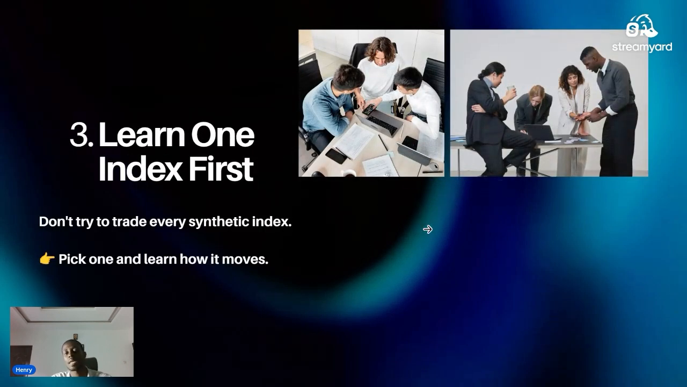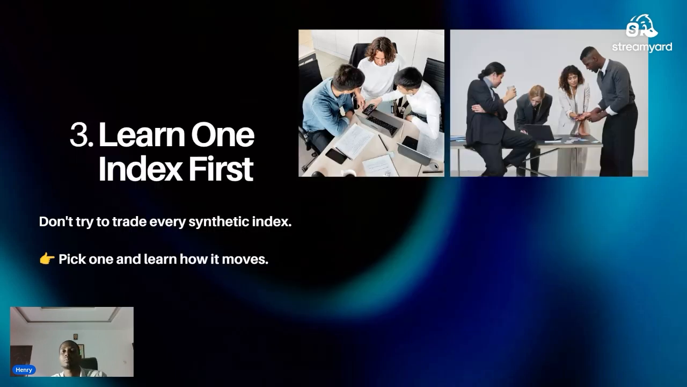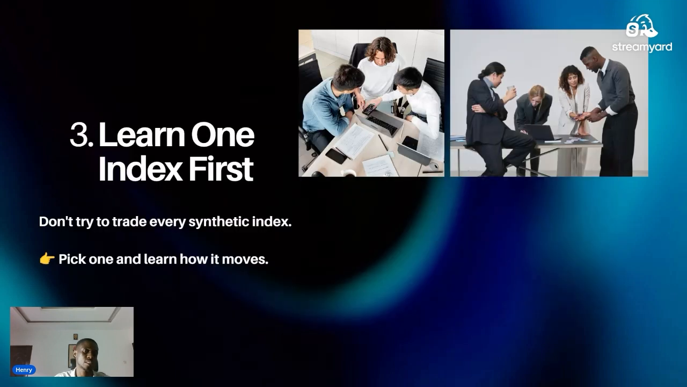As a beginner in synthetic indices, one of the wisest things you can do is learn one index first. Don't try to trade all the instruments. If you have dabbled in forex or crypto before, you see that there are so many instruments there, but you don't have to jump in and start trading all of them. You just have to pick one instrument. When I started trading in 2022, one of the first instruments I started with was gold XAUUSD, because I was first introduced to the forex market before I shifted to synthetic indices.